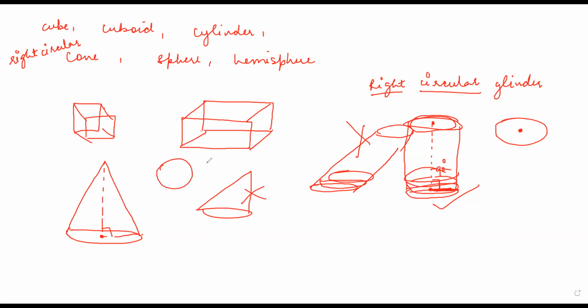And then sphere, you know, it's like a ball. And hemisphere means if you cut it into half, it looks like this. So this is a hemisphere, like a bowl.